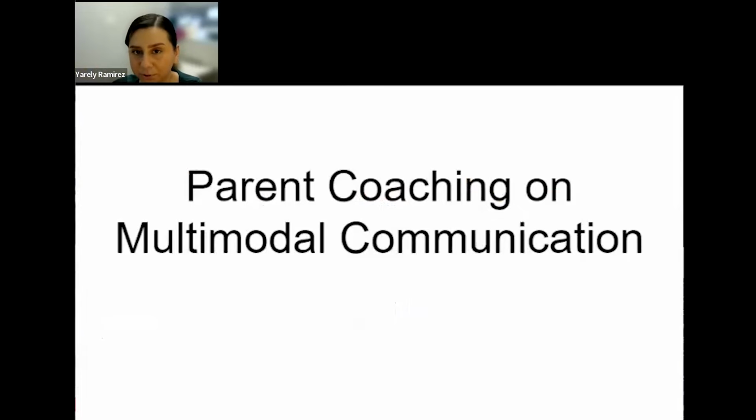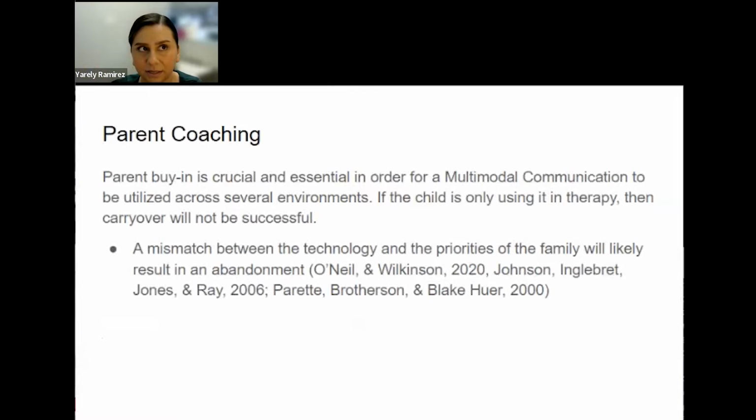Parent coaching on multimodal communication. I think whenever we give therapy, parent buy-in is just the most essential and crucial part. If there is no parent buy-in, then there's not going to be a follow-up. Carryover is not going to be there. And the patient is going to be using those strategies just in your treatment session. They're not going to be using them when they go to McDonald's, or to soccer practice, or horseback riding, or when they're at home and they want to read their favorite book.